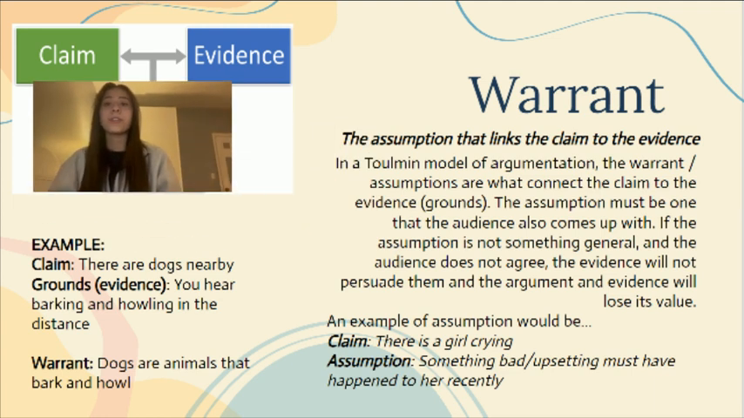So the next part of Toulmin argument is the warrant. After you get your claim or your evidence, the warrant is the assumption that would link between the 2. So in a Toulmin model of argumentation, the warrant/assumptions is what connects the claim to your grounds. The assumption must be one that the audience also comes up with. If the assumption is not something general and the audience does not agree, the evidence will not persuade them, and the argument and the evidence will lose its value.